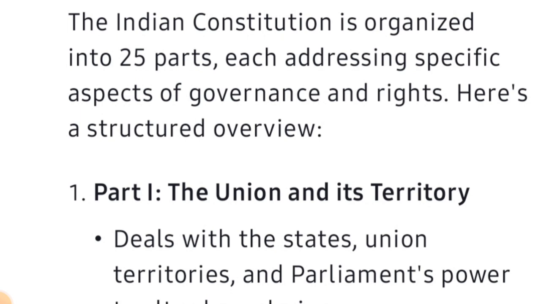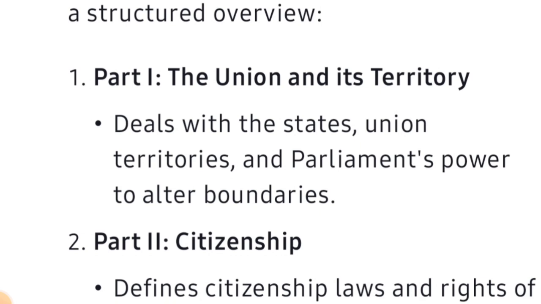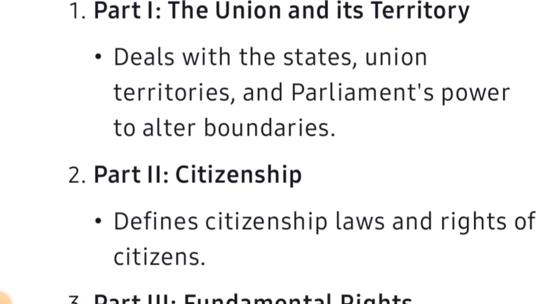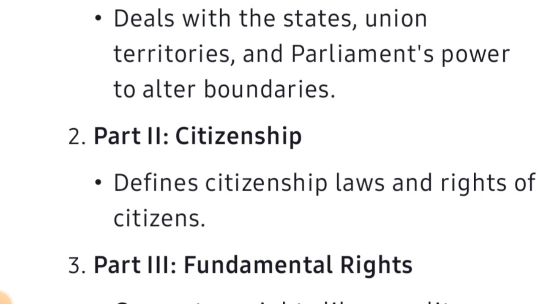Part 1 contains the Union and its territory. It deals with the states, union territories, and Parliament's power to alter boundaries. There are different articles inside this Part 1. For the video on articles, we will have a different session. But this time, we will learn only about the parts. Part 2 is citizenship. It defines citizenship, laws, and rights of citizens.